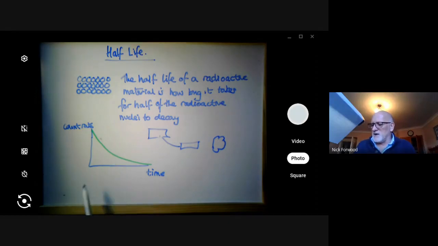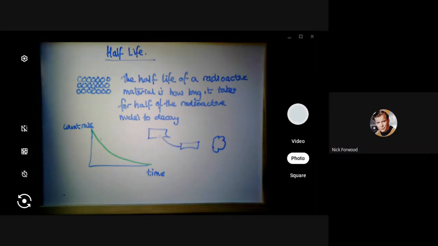And we would get what's called a decay curve. Eventually, that count rate would become zero. There would be no more radioactive nuclei left, and all the decays have taken place, and we're left with a stable material. Now, how long does that take? Well, every different radioactive element has its own time for half of the nuclei to decay.